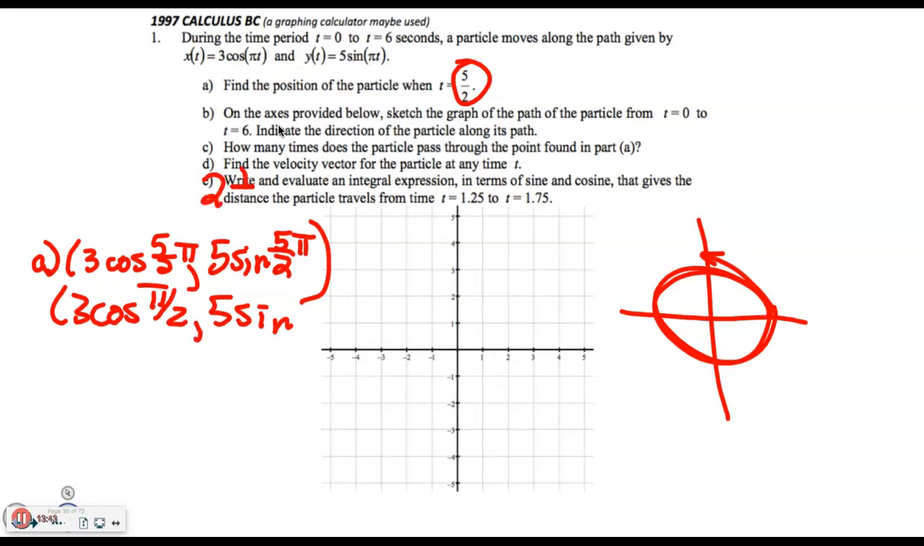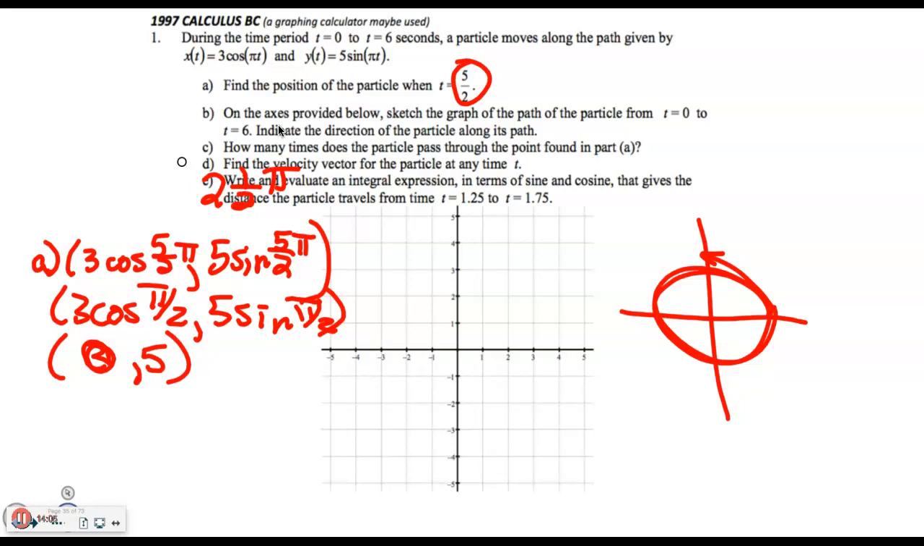Or 2 and a half pi's. Does that make sense? Sometimes, like in AB, we had a 7 pi over 2 the other day and they didn't know where to go for that one. So I'm just making sure. So the correct answer would be at 3, right? No, 0, comma, 5. Easy question.